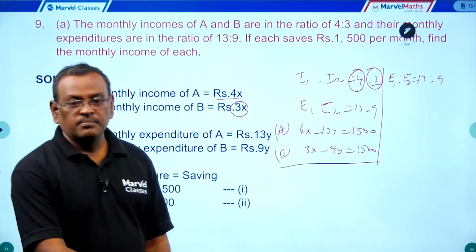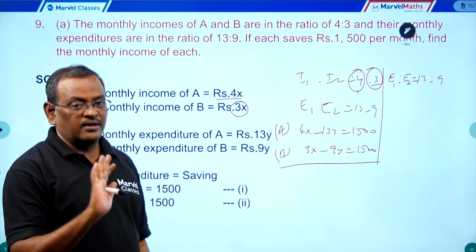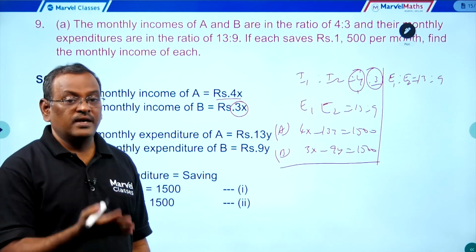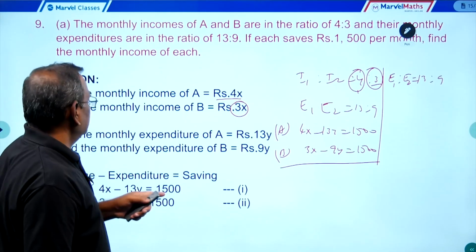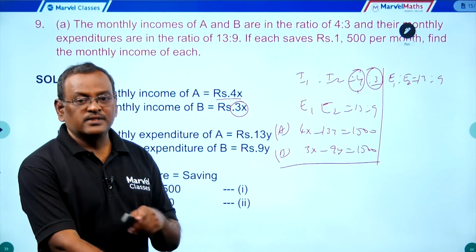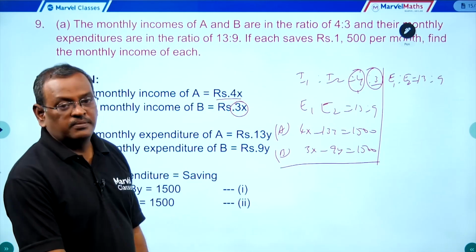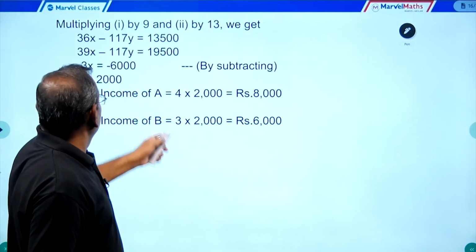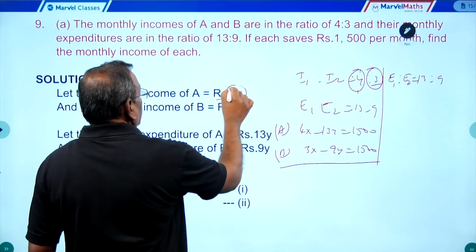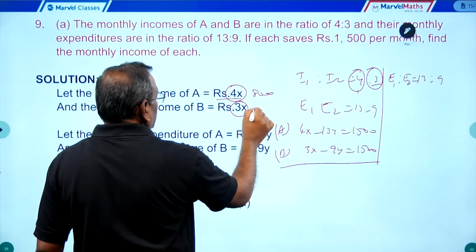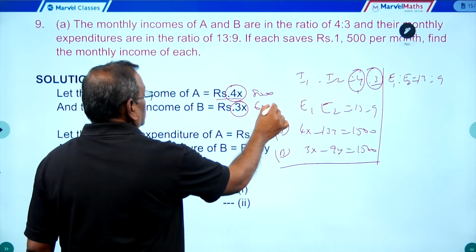Solve the linear equations by a suitable method. The values of x and y are not the original required values. The required values are what? Find the monthly income. In this problem we need only x, not y, because the question is related with income, and income is related with only the variable x. After solving this, the value of x is 2000. Substituting 2000, the income of the first person is 8000 rupees, and the second person is 6000 rupees.